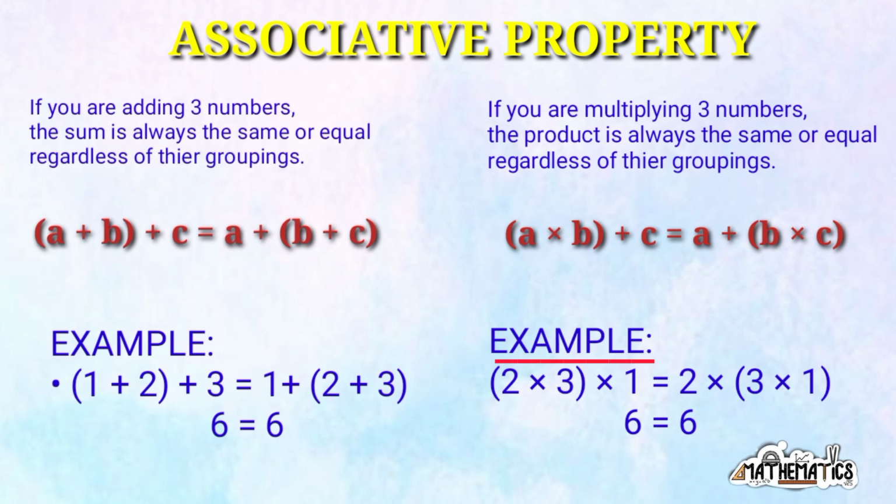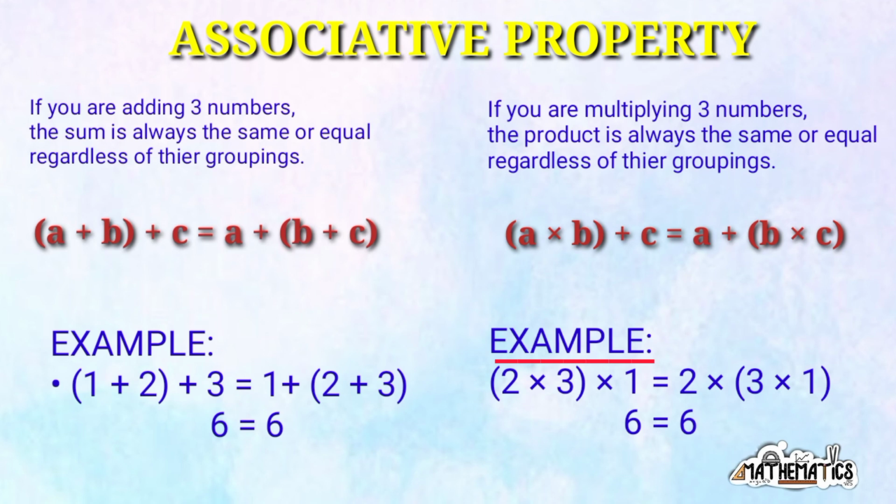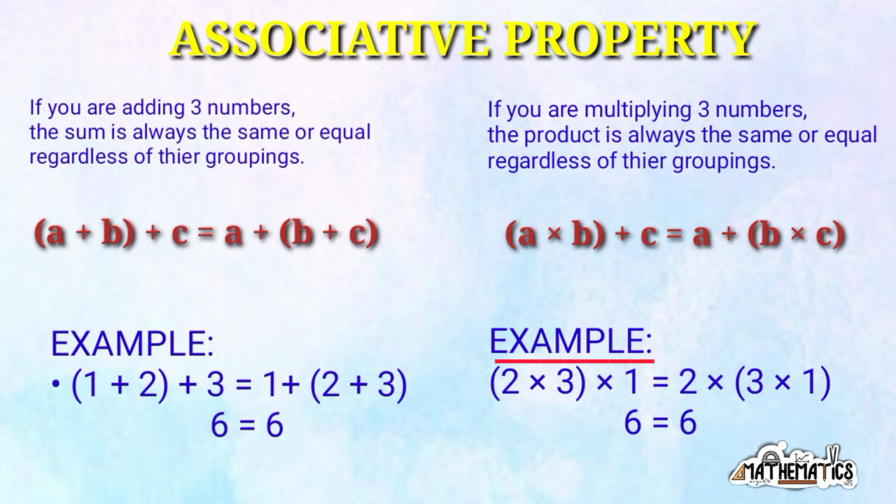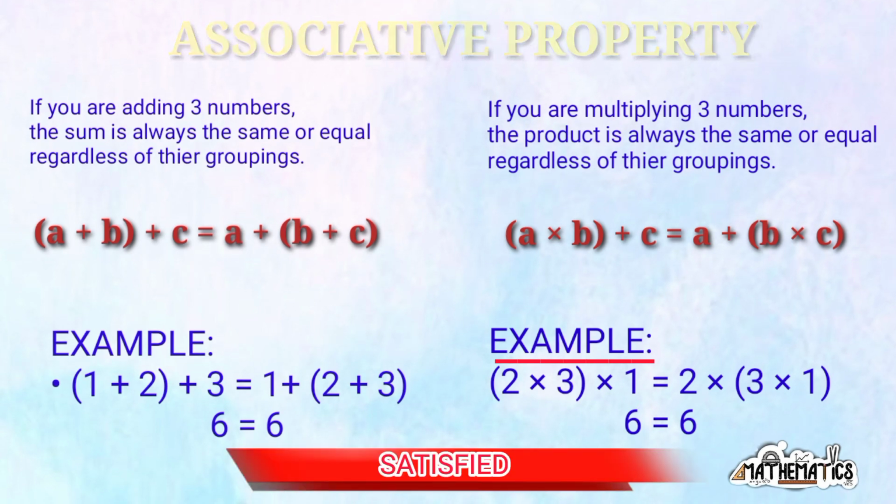For example, the quantity 2 times 3 times 1 is equal to 2 times the quantity 3 times 1. As you can see, by simplifying this equation, 2 times 3 is equal to 6, times 1 is equal to 6. From the other side, 3 times 1 is equal to 3, times 2 is equal to 6. Therefore, 6 is equal to 6, where 6 is an element of the real numbers, and this shows that the two products are equal, which verifies that the two examples satisfy the associative property.